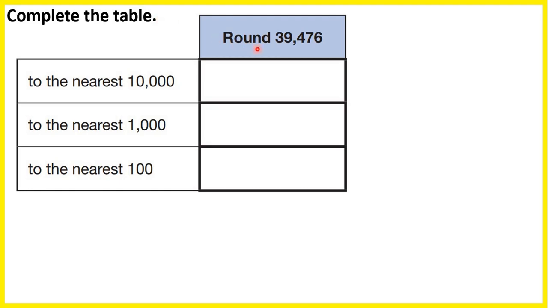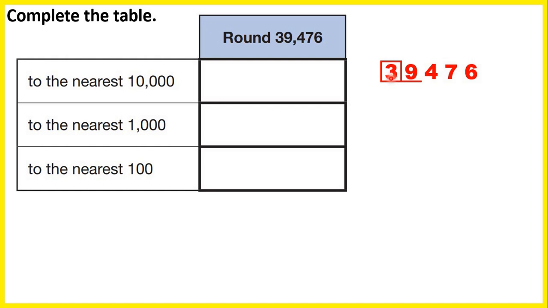Complete the table. We need to round 39,476 to the nearest 10,000, the nearest 1,000, and the nearest 100. So to round to the nearest 10,000, we first need to find our 10,000s place value. So remember, with whole numbers, starting from the right, we have our ones, tens, hundreds, thousands, and 10,000s. So we can circle our 10,000s digit, and then to decide whether to round up or down, we look at the digit to the right. And if it's 5 or more, like it is here, we round up.